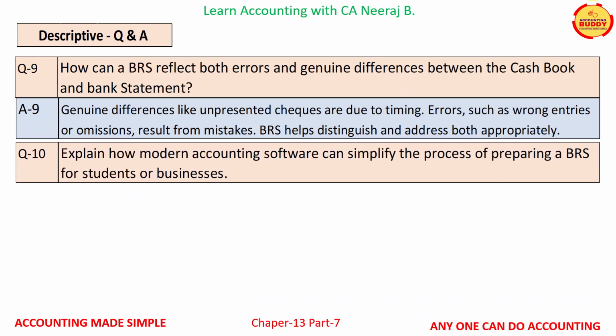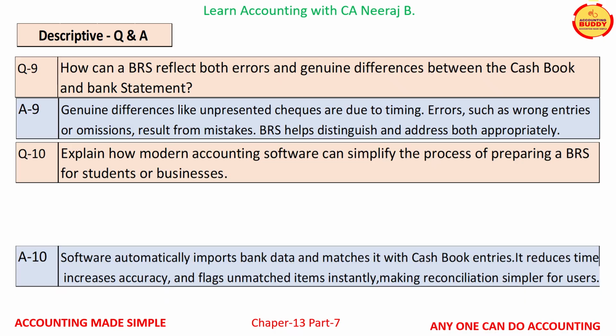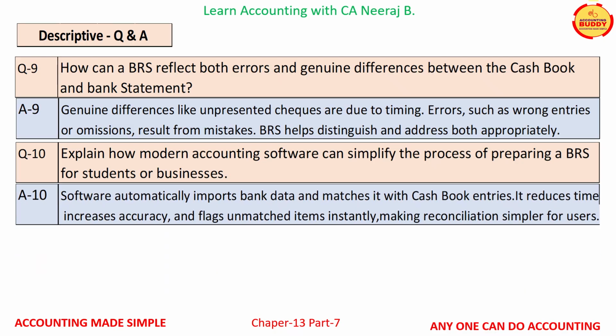Question number 10 is, explain how modern accounting software can simplify the process of preparing a bank reconciliation statement for students and businesses. Answer is, software automatically imports bank data and matches it with the cash book entries. It reduces time, increases accuracy and flags unmatched items instantly, making reconciliation simpler for users.